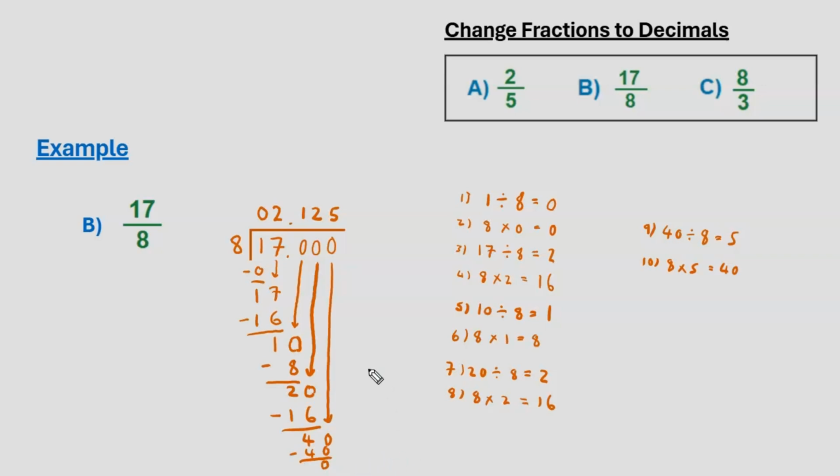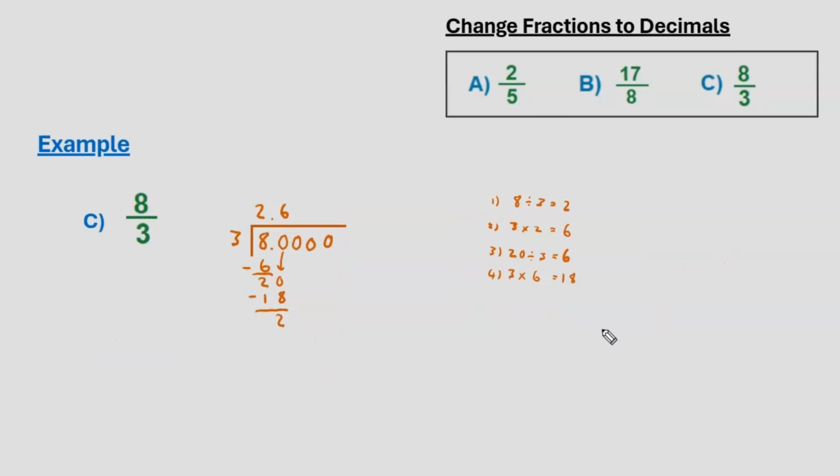So we have now completed the division sum we wrote out of 17 divided by 8. And the result we have is the answer, the decimal form of our initial fraction 17 over 8, which is 2.125. So we've changed 17 over 8 to its decimal form.